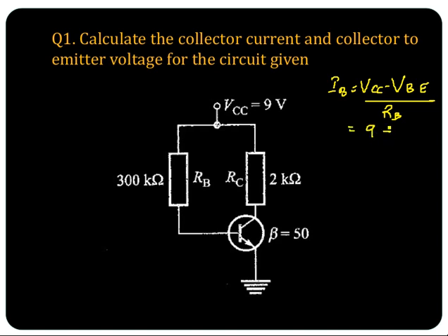It is 9 volt minus VBE. What kind of transistor is this? It is not mentioned in the question. So we can, for the time being, use the equation VCC by RB. So it is 300 kilo ohm.